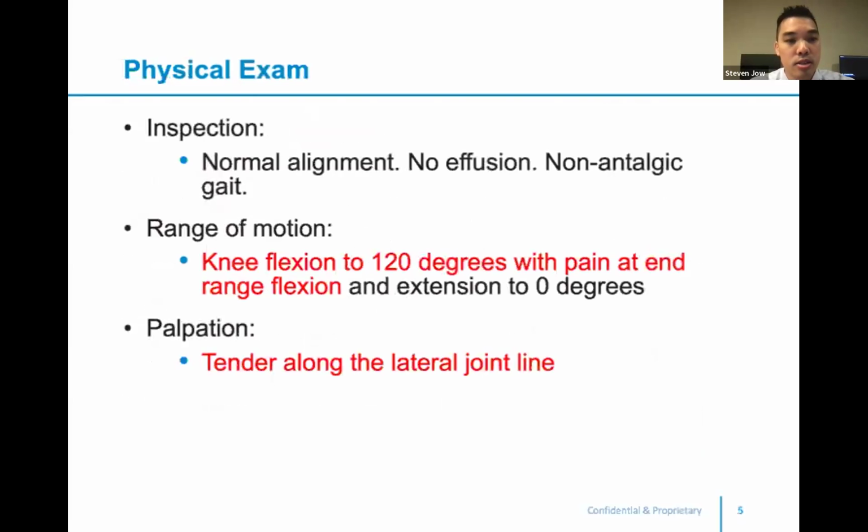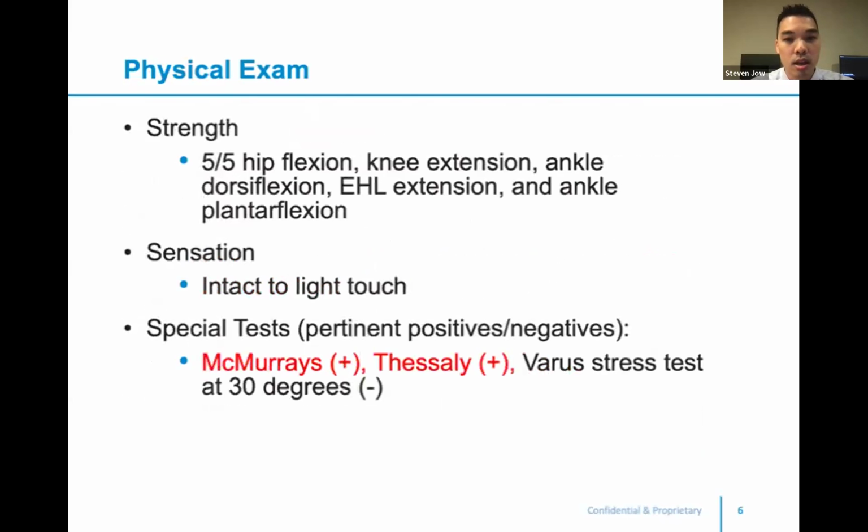On exam, she had knee flexion to 120 degrees with pain at end range, as well as tenderness along the lateral joint line. She also had a positive McMurray's that elicited left lateral knee pain, as well as a positive Thessaly, and then a negative varus stress test.